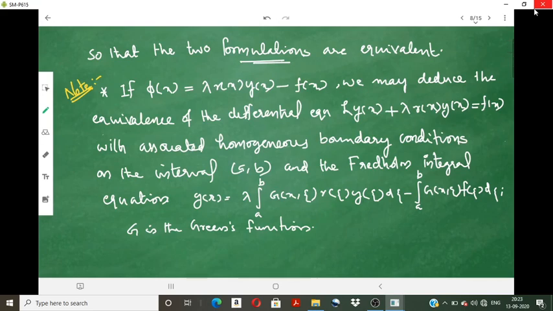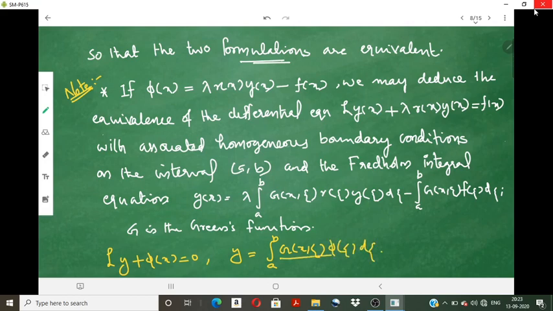Now we discuss some notes. We have now proved that for the equation Ly plus phi of x equal to 0 with some homogeneous boundary conditions, the corresponding integral equation is y equal to the integral from a to b of g of x theta phi theta d theta, where g of x theta is the Green's function, which is obtained from the differential equation Ly equal to 0.